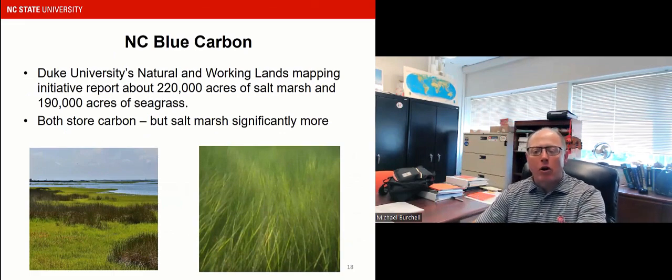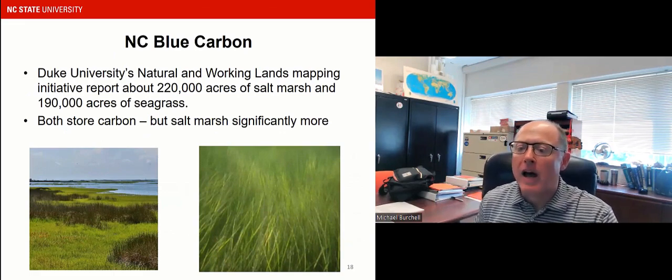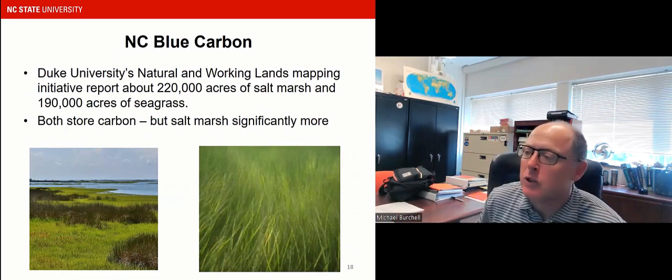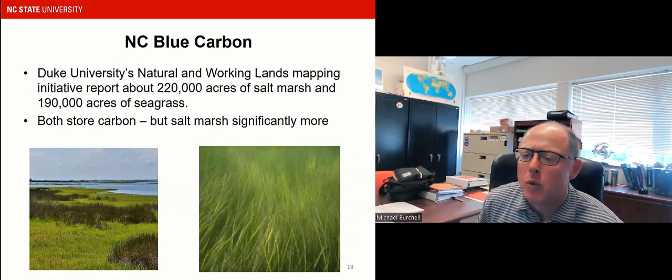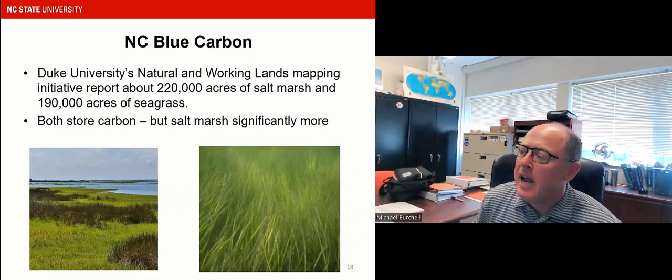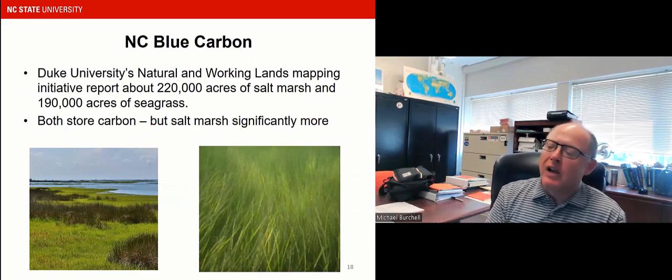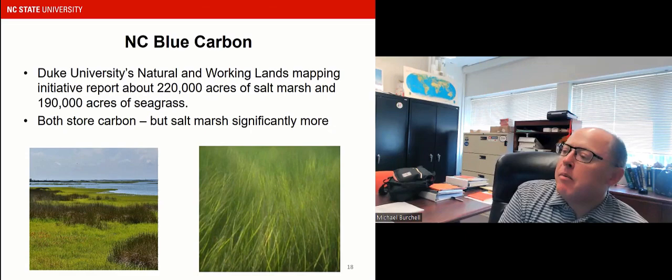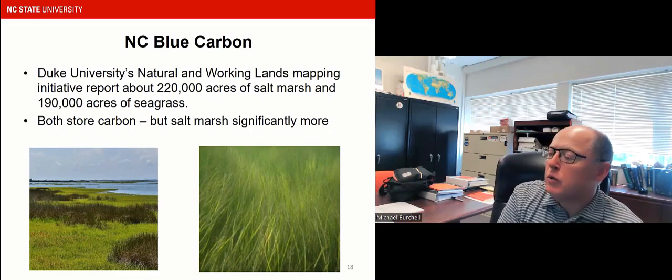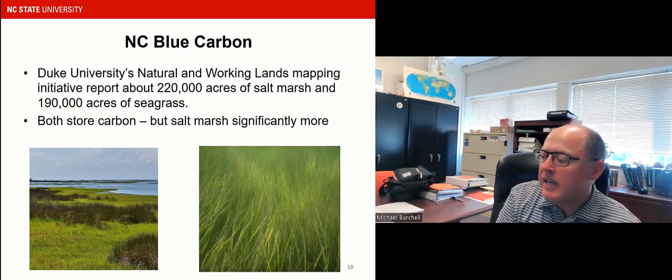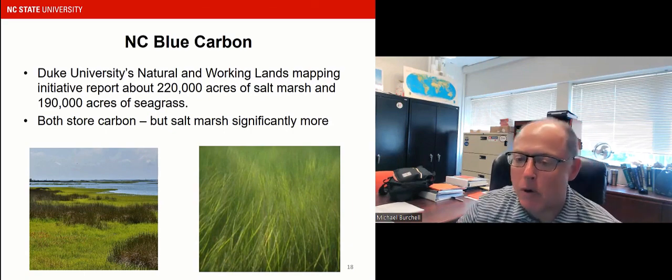So again, a lot of people are talking about blue carbon around the U.S. and in North Carolina. And North Carolina has a lot of potential due to our extensive estuarine system. North Carolina currently has about 220,000 acres of salt marsh and about 190,000 acres of seagrass. And, if you remember what you saw in the last graphic, both store carbon, but the salt marsh has been shown to sequester significantly more than the seagrass. And it's because of the landscape position and the ability of more biomass to be produced in the marsh.